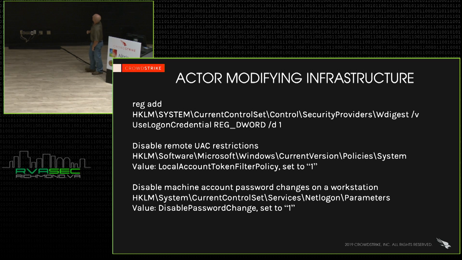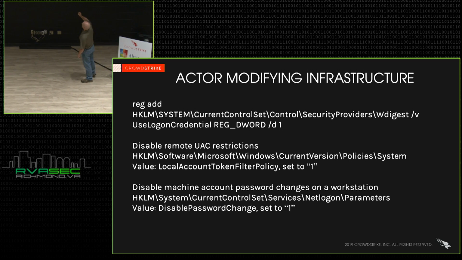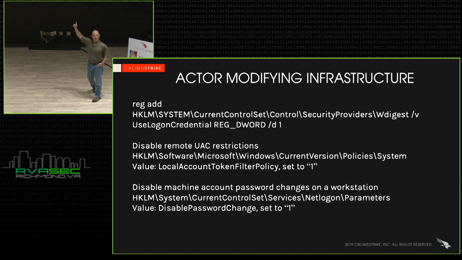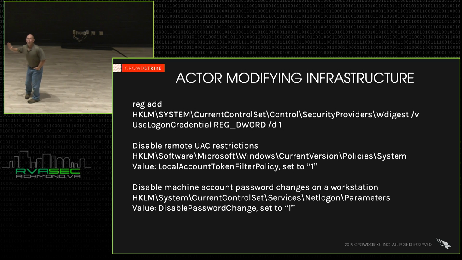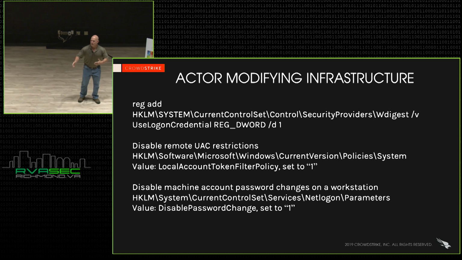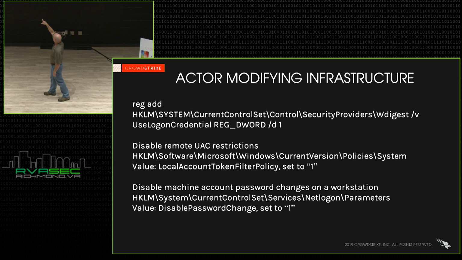Let's see, what else we got up here? This is a great one. The top one. Anybody know what that value does? Use logon credential? And this goes way back to the early days of incident response when people would argue on the internet. This is before Twitter. They would argue, no, it's a bug. And somebody would come back and say, no, it's a function. This is a function. You know what the first value does, that registry value? The key is wdigest. The value is use logon credential. If I set it to 1, what does it do?